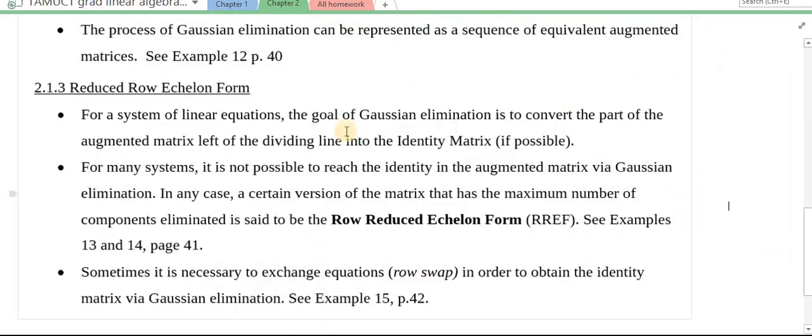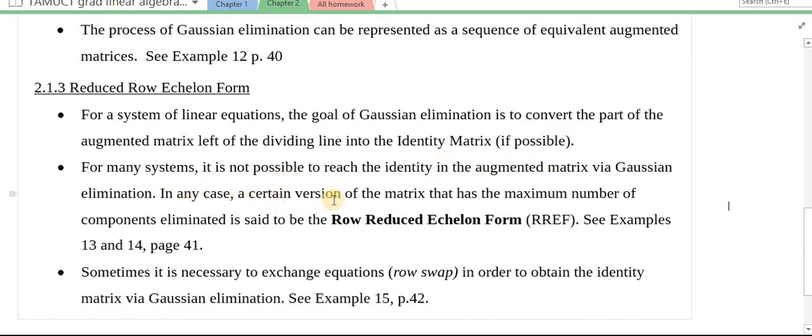Now what this says here is that for a system of linear equations, the goal of Gaussian elimination is to convert the part of the augmented matrix left of the dividing line into the identity matrix. And I hope you can see that once you've done that, you can read off the solution of the system of linear equations.